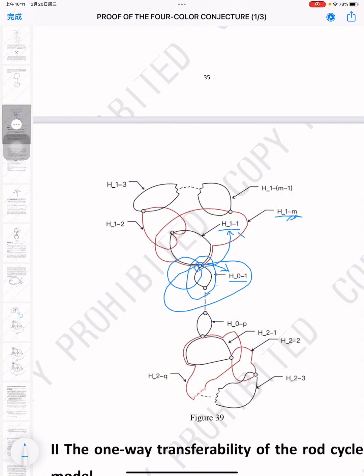So the process is that first H0-1, second H1-1, third H1-2, then H1-3, and so on. And this process is an origin-related process.